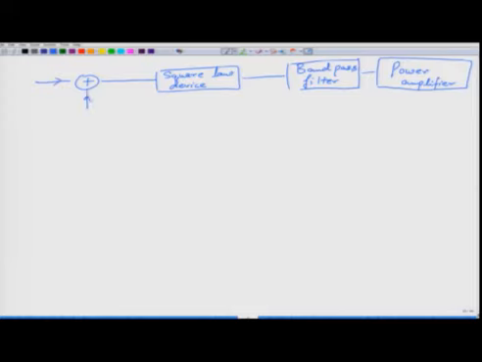So, this was our message signal. This was our carrier. These two produced x(t), which was simply a summation of the message signal and the carrier wave. The square law device produced y(t), and the band pass filter then produced the amplitude modulated wave.